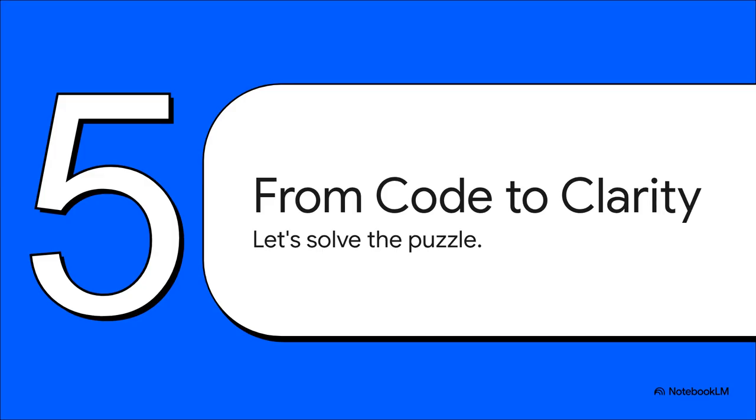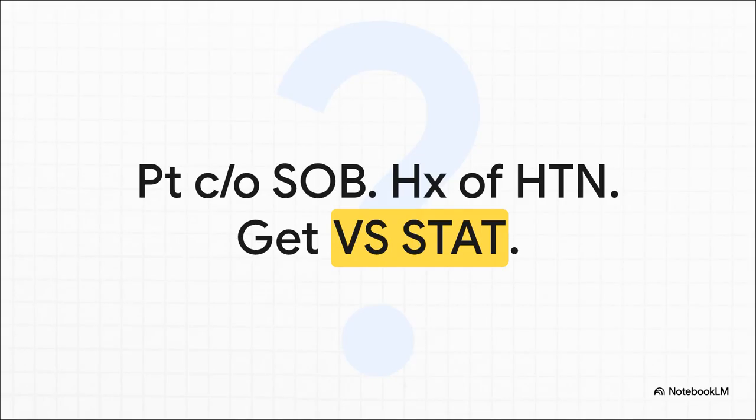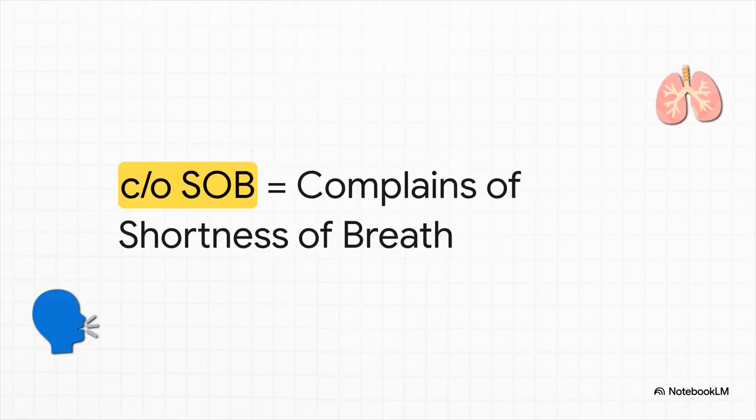All right, the moment of truth. It's time. We have gathered all the pieces of the puzzle. Let's circle all the way back to that confusing sentence from the beginning and see if we can finally decode it together. And here it is again. It probably looks a little less scary now, huh? Let's break it down piece by piece. Okay, let's start with the first part. PT/SOB. We now know PT is patient, CO means complains of, and SOB is that big one, shortness of breath.